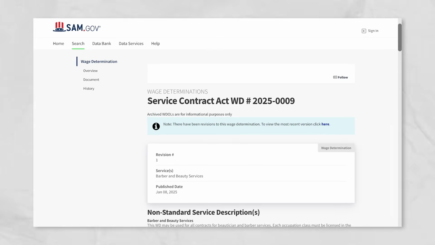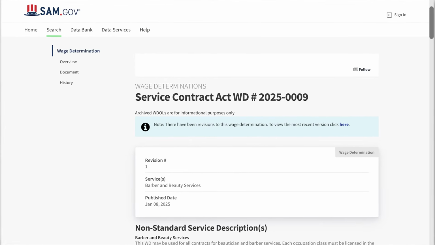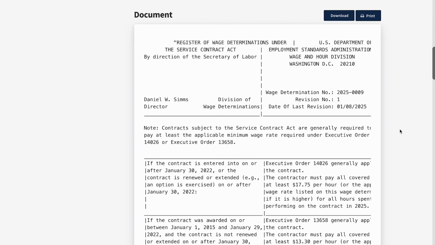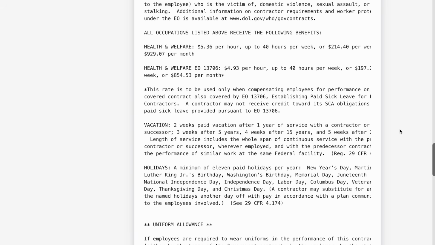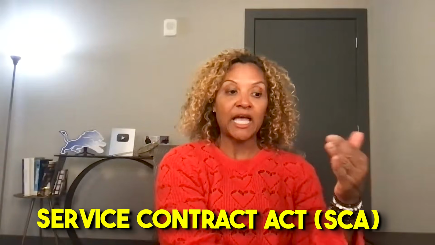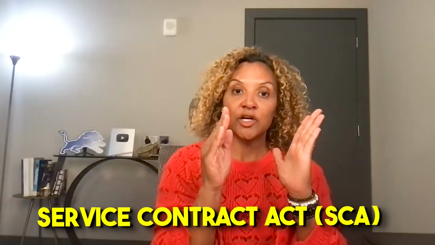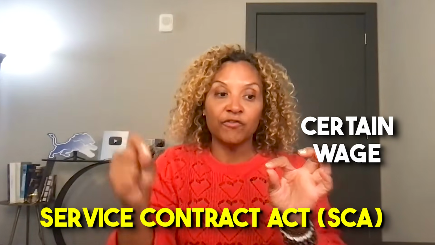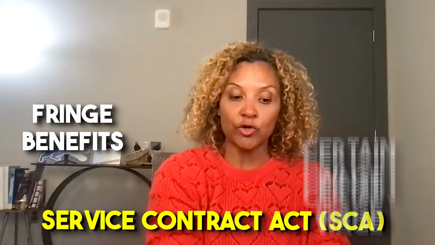So one thing about this when it comes to pricing is there may be times you're going through an opportunity and you see this attachment that says SCA, S-C-A. And it'll list all of these categories and all of these prices. So this particular person won a contract that was SCA, meaning they had to pay a certain wage and fringe benefits for the position.